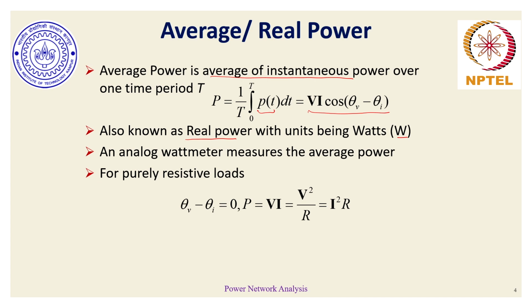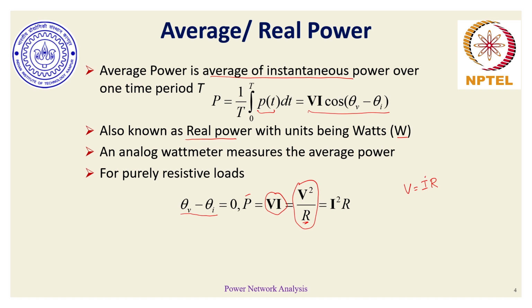For purely resistive loads where the voltage and current phasors are aligned, the corresponding phase angle difference becomes 0. So cosine of 0 is 1, and essentially the average power is nothing but the product of RMS values of voltage and current. If we have the resistance value known, which is R, then by Ohm's law, I would be V by R. So if we substitute I as V by R, we get this expression.